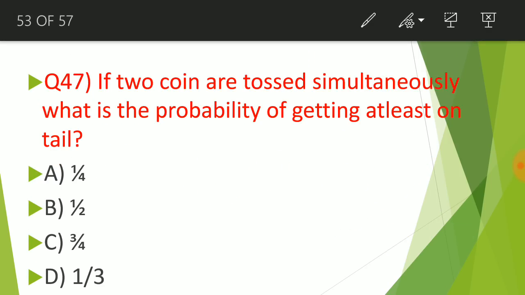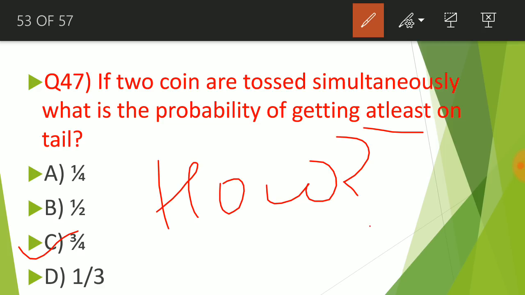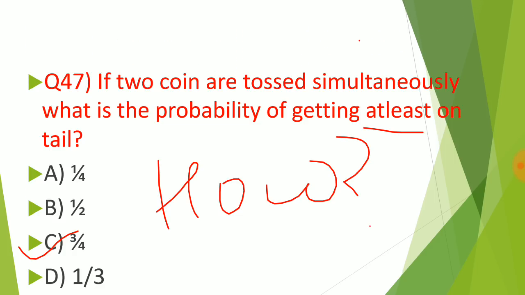Now question number 47. When two coins are tossed simultaneously, what is the probability of getting at least one tail? See, this type of question is also important. At least, at most, and only are different terms, and the confusion comes from them, so you need to take care of that. The answer to this question is 3 by 4. Again, you need to work out how 3 by 4 is the answer for question number 47.